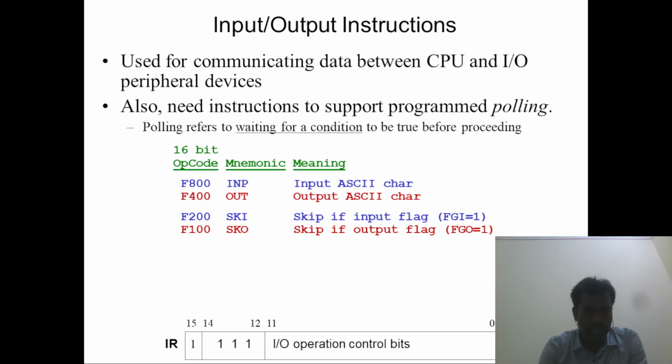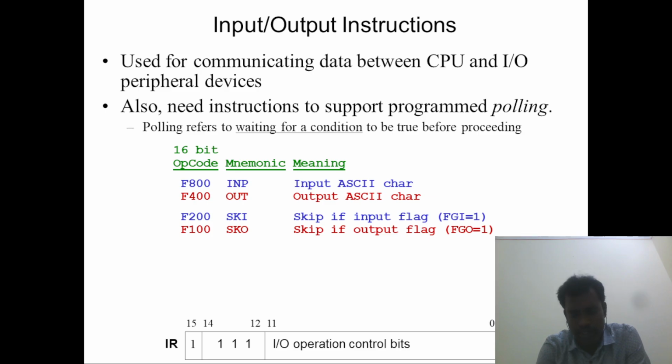Here the polling and interrupt concept will be there. Instructions to support programmed polling. Polling refers to waiting for a condition to be true before proceeding. Generally, when an interrupt occurs, only then will it go to some other program, the interrupt program, and execute. If an interrupt does not occur, it will not execute that interrupt. Here it is programmed polling: instead of an interrupt, it will just wait in a program for a condition to be true.